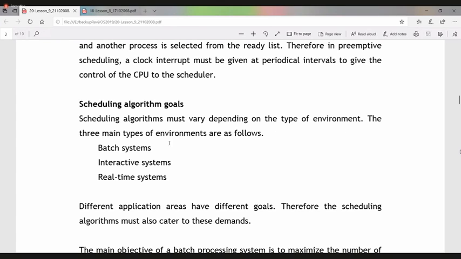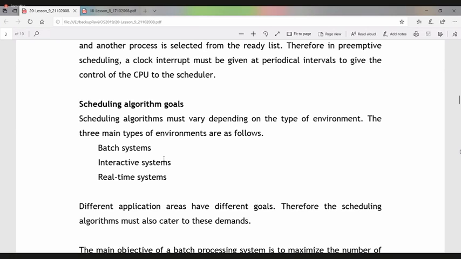So what are the scheduling algorithm goals? When you have to decide the scheduling, what are the goals of the scheduler? Scheduling algorithms must vary depending on the type of environment, so different types of requirements. The three main types of environments are as follows. What type of purpose are we using the computer for? Okay. So three such categories are batch systems.